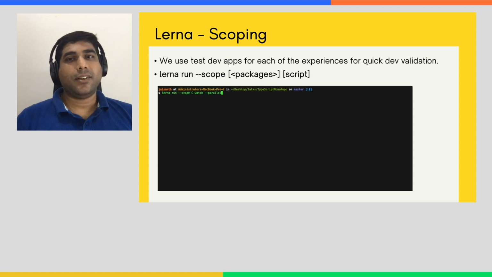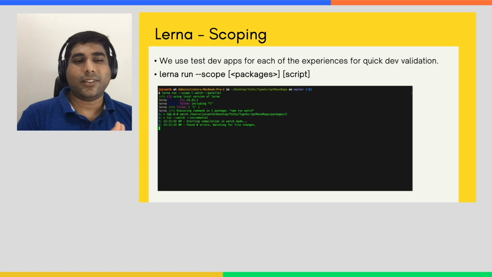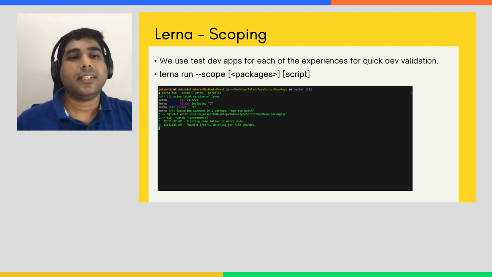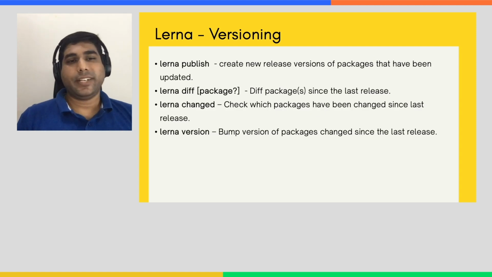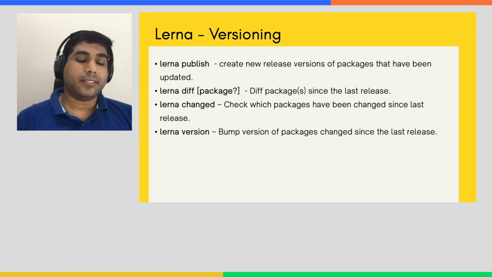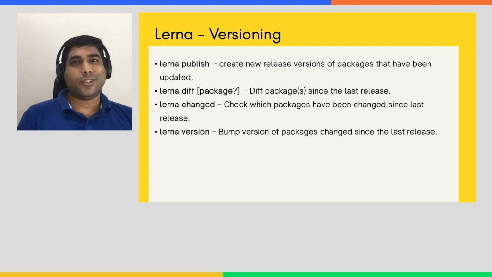Here you can see we scope the command to package C. It only runs for package C and not for any other package. So that way it saves a lot of time for us, right? Some of the other very helpful things that Lerna helps us with are managing versions, publishing packages, and managing releases of these packages really efficiently. It comes with commands like publish, and commands like diff and changed allow you to closely monitor the changelog between any two releases very easily.